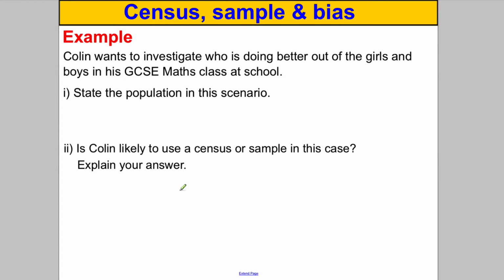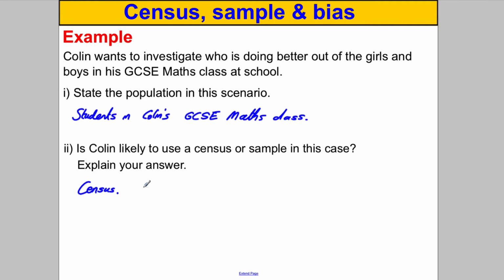Pause the video and have a go here. So Colin wants to investigate who's doing better out of girls and boys in his GCSE maths class at school. What's the population? Well, we've done this one before. It's the students in his GCSE maths class. Assuming that's 30 or 50 or something, that's a reasonable number. So is Colin likely to use a census or sample in this case? Explain your answer. Well, he would likely use a census for the class here because the class size is likely to be small.